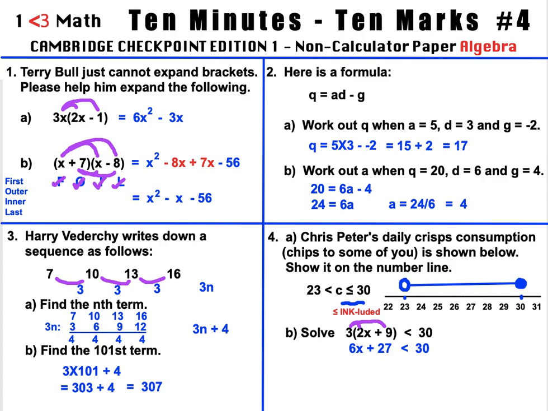Minus 27 from both sides. So we've got 6x is less than 3. Finally, we need to divide by 6. So x is less than 3 over 6. Don't worry that your answer is a fraction. x is going to be less than 1/2, because we always simplify fractions. You could write it as x is less than 0.5.